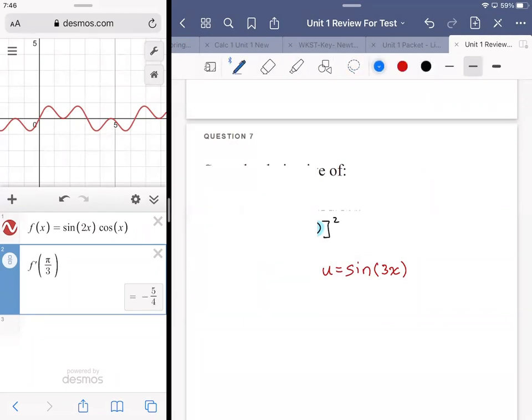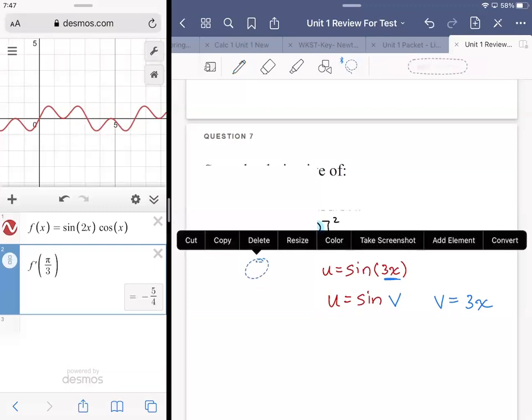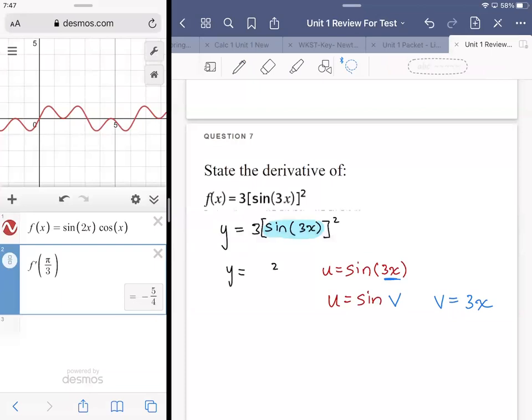I'd look at it and say, this would be really easy if only that 3x wasn't there. So let me make up a variable. I already used u, so I'll just go to the next letter down the alphabet. So I'll say, let's let v be equal to 3x. If that's the case, then I would call this u equals the sine of v. All right. Now, unfortunately, we really did actually have more to it than that.